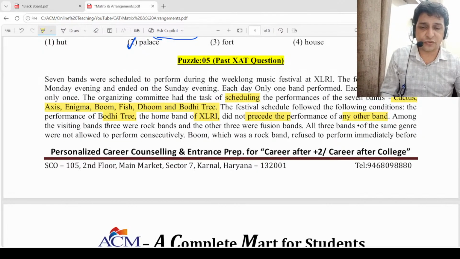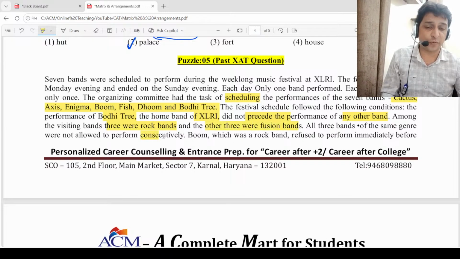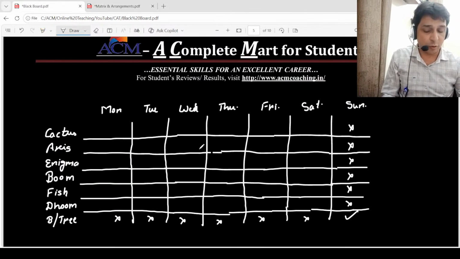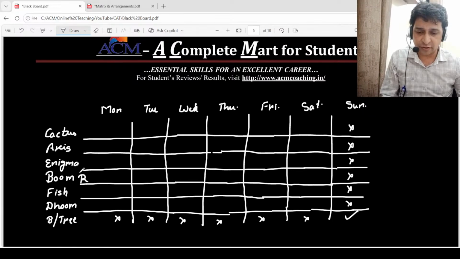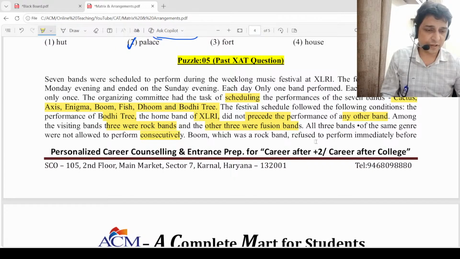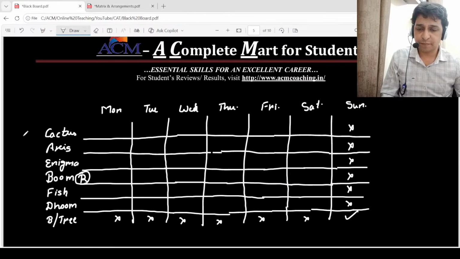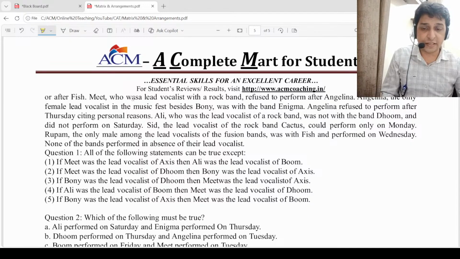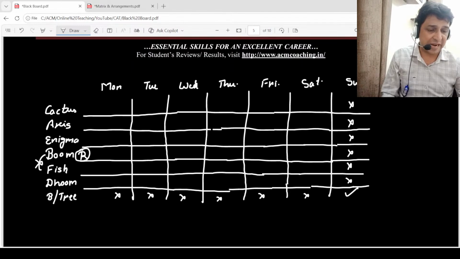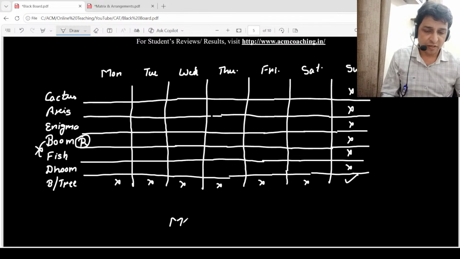Then among the visiting bands, three are rock and three are fusion bands. All three bands of the same genre were not allowed to perform consecutively. So two can perform, but not all three. Boom is a rock band. So let's write rock band for Boom here. Boom refuses to perform immediately before or after Fish. So Boom and Fish can't be together. Meet, who was a lead vocalist with a rock band. I don't know which band Meet is from, but I can write this information that Meet is from a rock band.